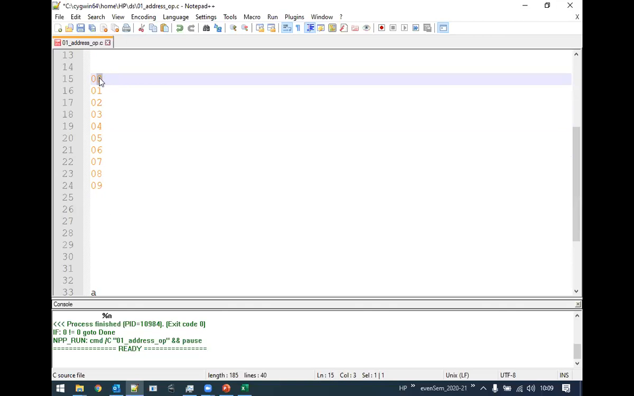What is the weight of this number? You all have studied weights in number systems, no? Can anyone respond? What is the weight of this 0? Suppose I write 10 here, what is the weight of this 1?